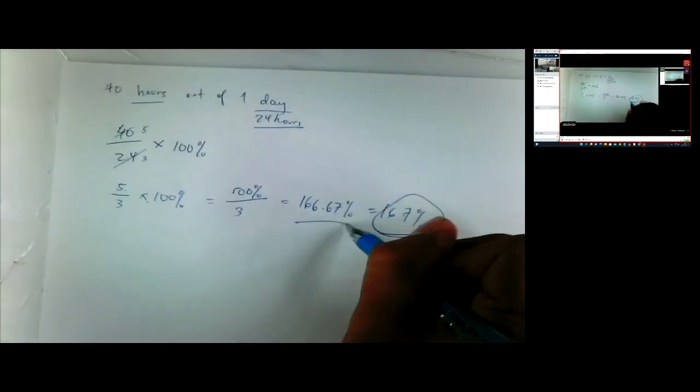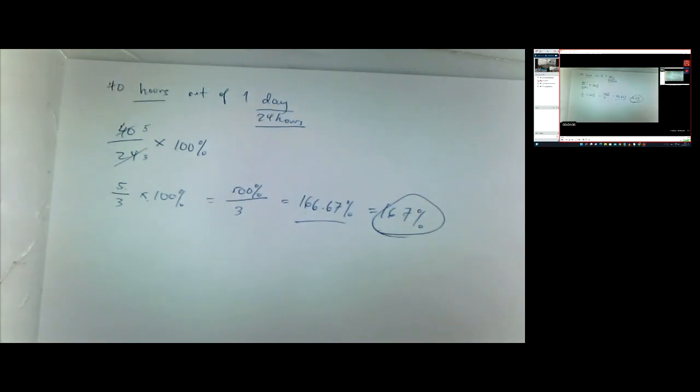Or if you answer this, okay as well. So 40 hours out of one day, if we represent it in percent, is equal to 167%. Who got it right? Who's correct? No one? Okay, anyway, let's answer number two.